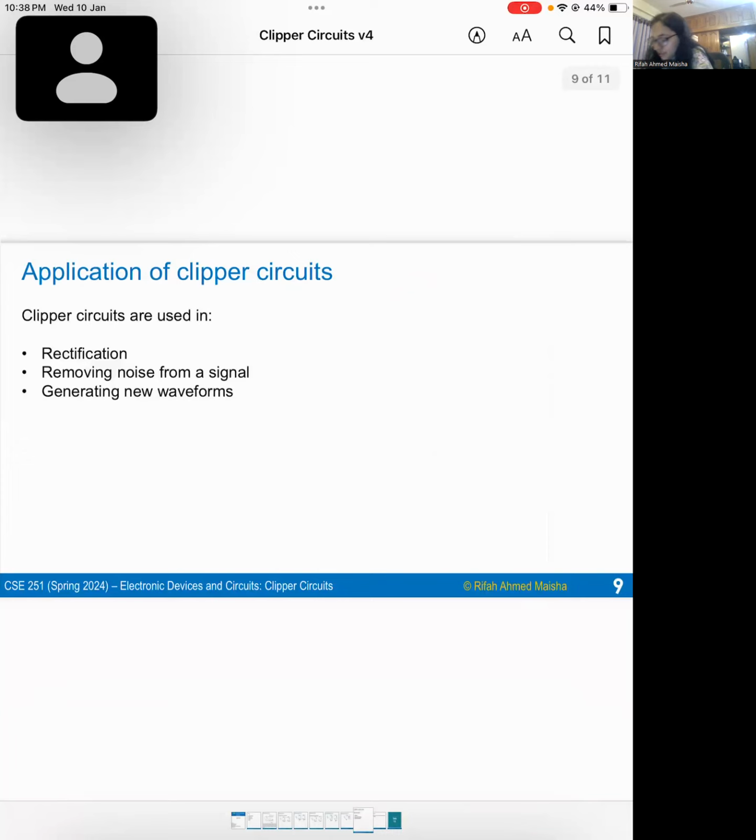Based on the application of clipper circuits, they can be used in rectification. The simplest form of clipper circuit is a half-wave rectifier. They are also used to remove noise from a signal, and they generate new waveforms by clipping off the positive and negative parts.